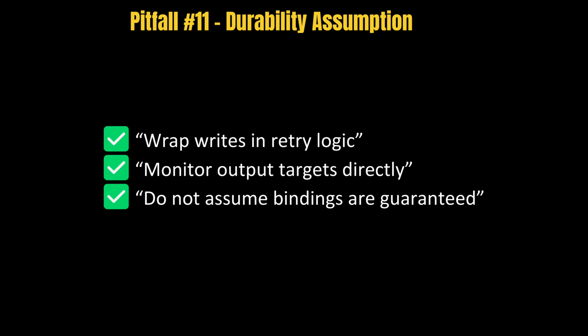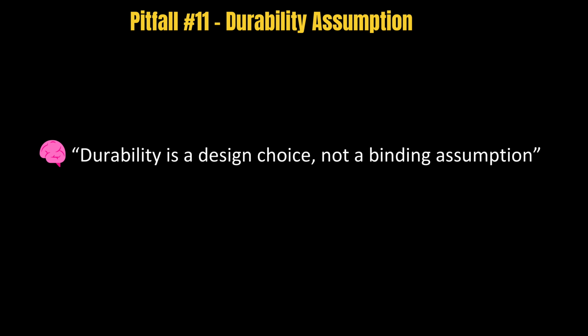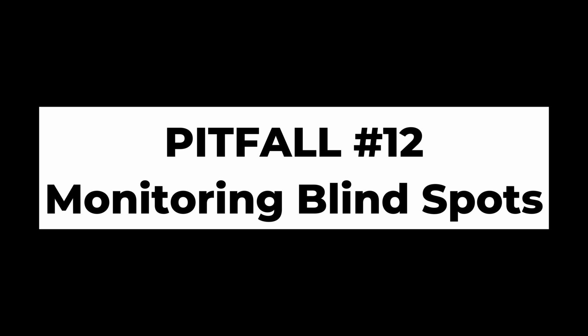Trust, but verify. Bindings are convenient, but convenience is not reliability. In production, durability requires intention, retry logic, monitoring, and fallback mechanisms. Trust the runtime, but verify delivery. Durability is a design choice, not a binding assumption. Even with retries in place, if you are blind to failures, you won't know anything went wrong. That leads us to a final trap, monitoring blind spots.